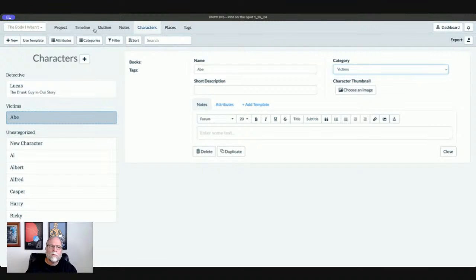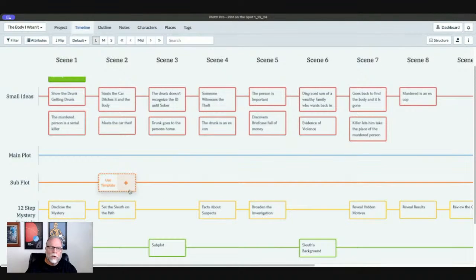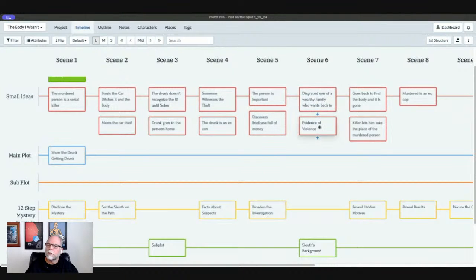All right. So let's come into our timeline here. So now if the detective, we disclose the mystery by a couple of things that we can move down to the main plot. We show the drunk getting drunk. That's his ordinary world, right? And then he discovers the car, right? So he discovers the car with the body in it.